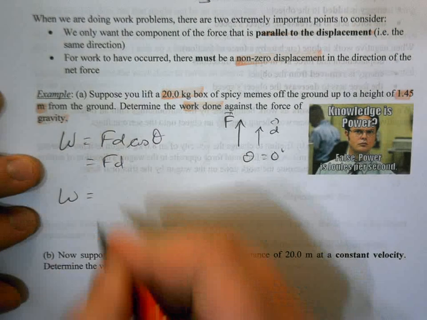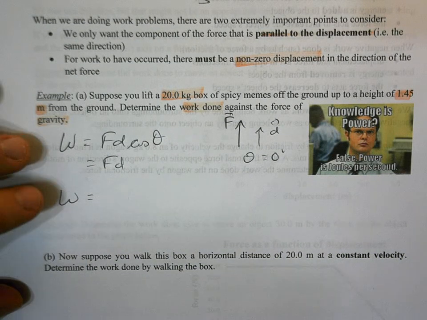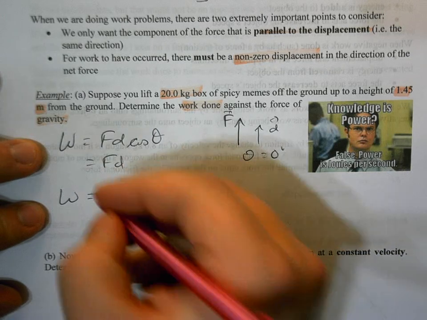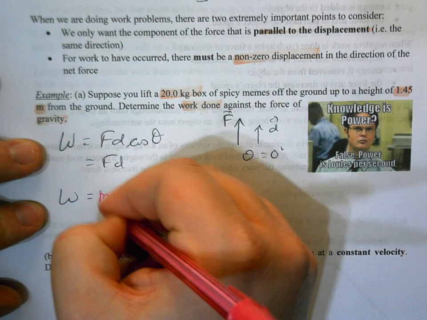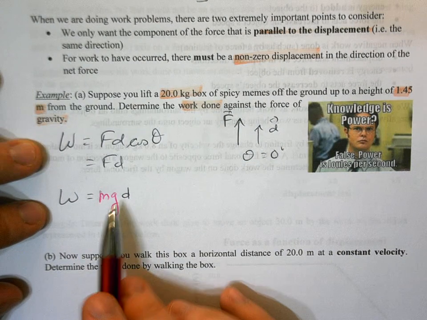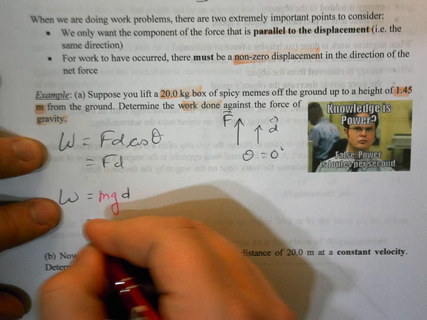Now, in terms of the force, we would like to work against the force of gravity. So instead of F, we're going to have the force of gravity, which we know is just mg. And then we can multiply that by d. So we know the mass, we know the acceleration due to gravity, we know d.